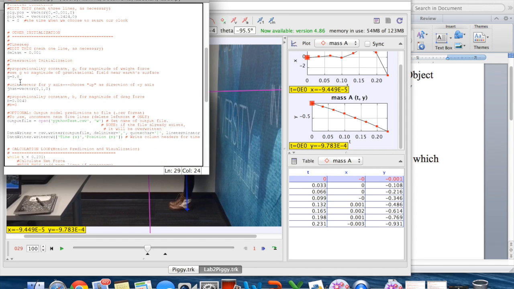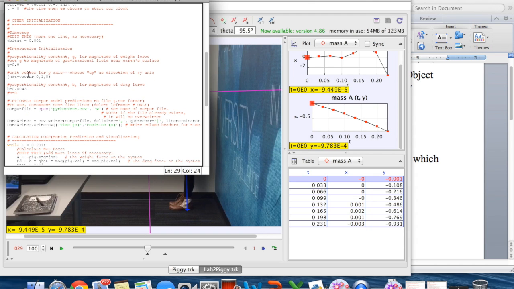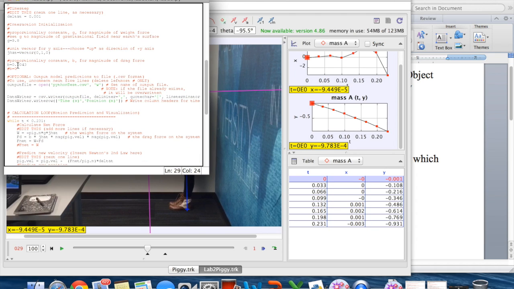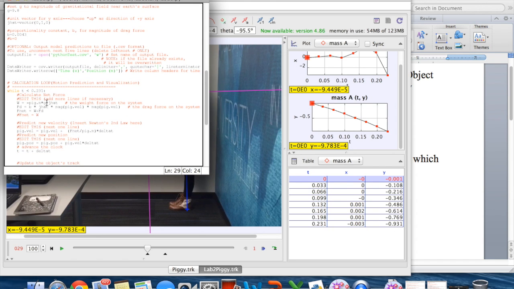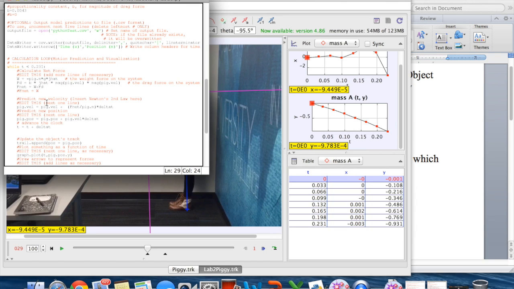G is gravity, 9.8. J hat is the direction of an object, which is y, what I said earlier. And B is the coefficient of the drag force. And we can find this number by picking random numbers until our results get closer to those from the observation. And in the while loop, I inserted the two equations mentioned earlier, which are the weight and the drag force. And the net force would just be the sum of the two forces.